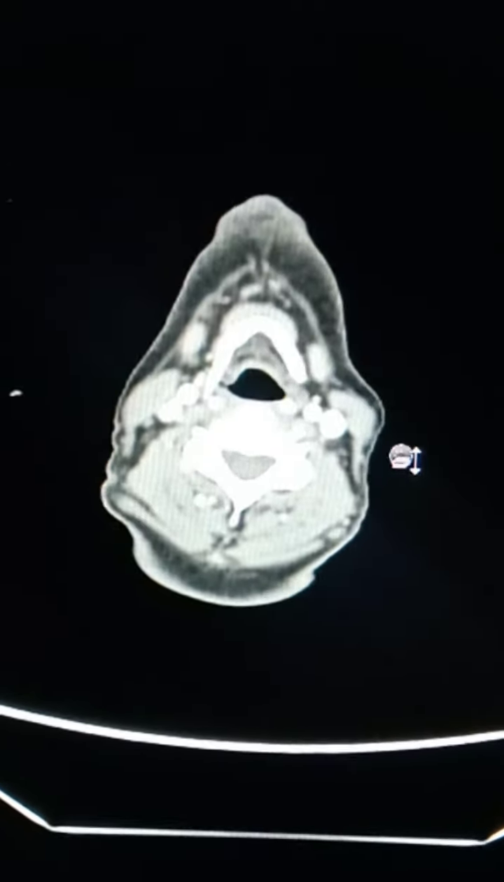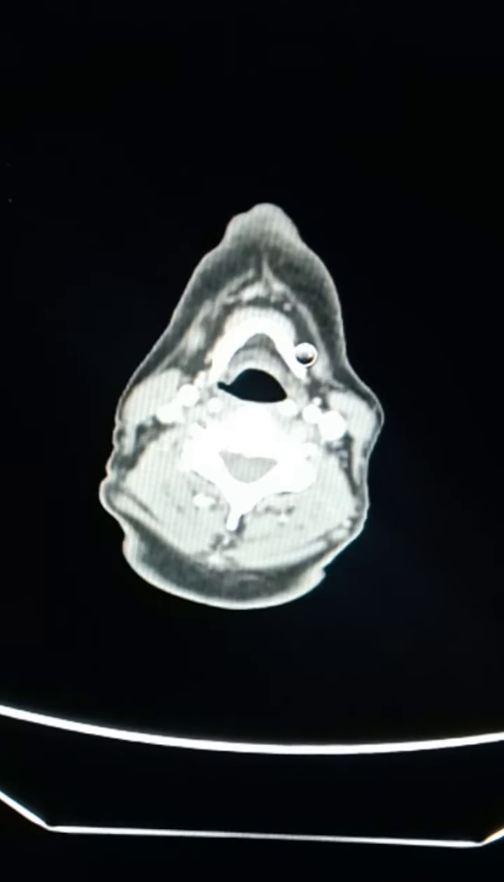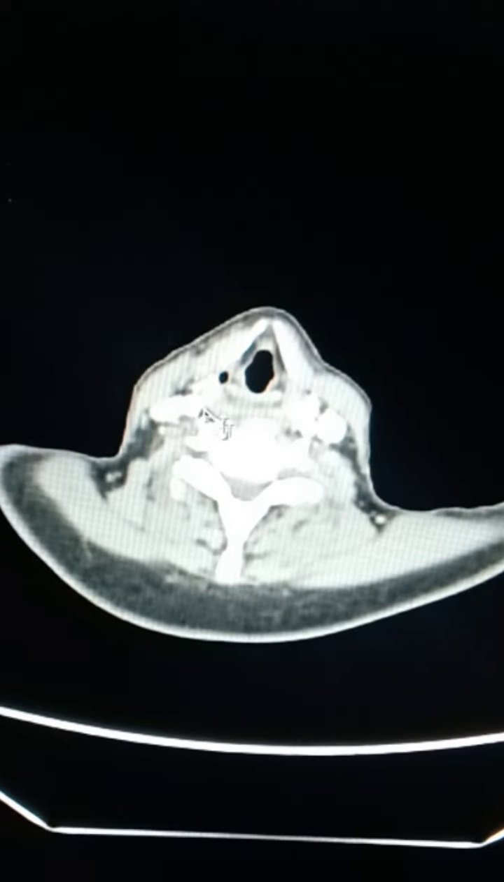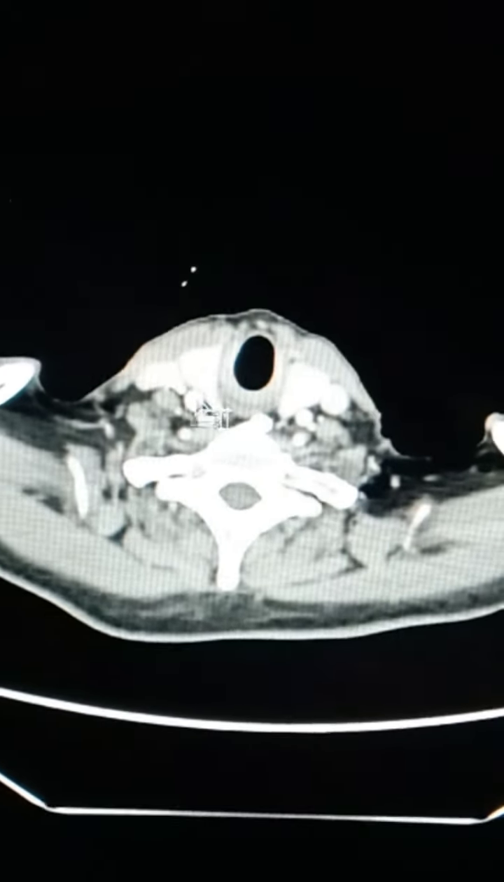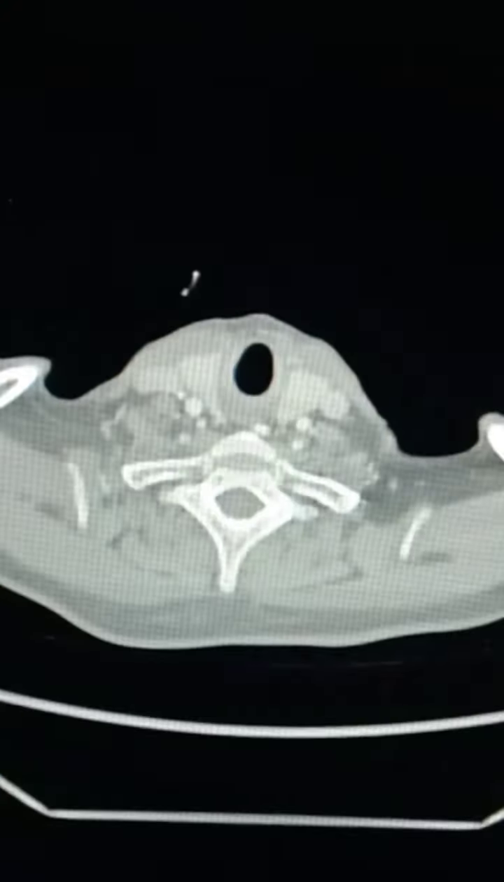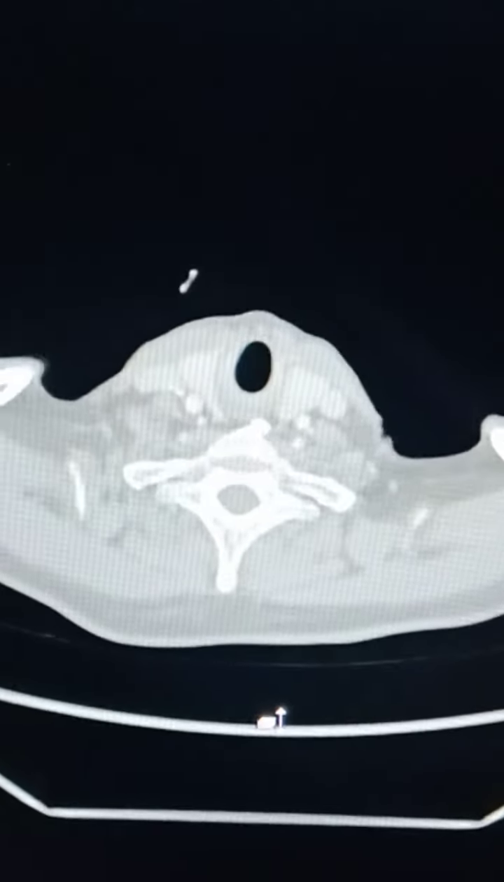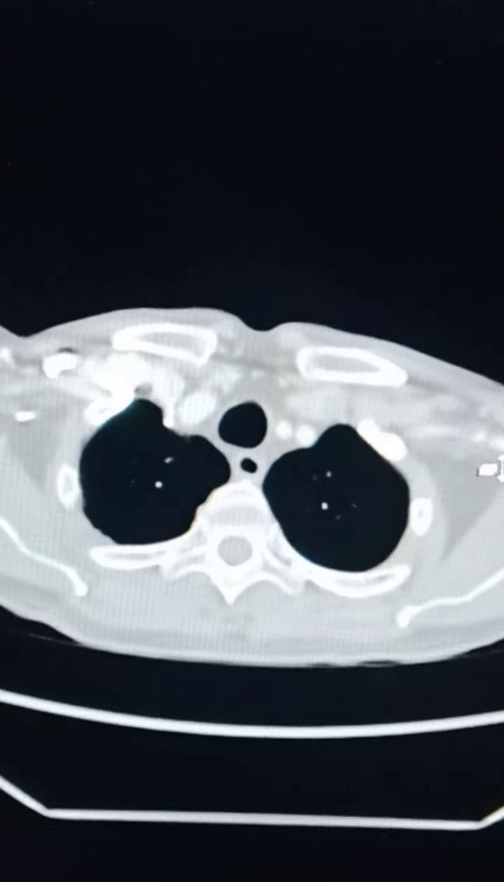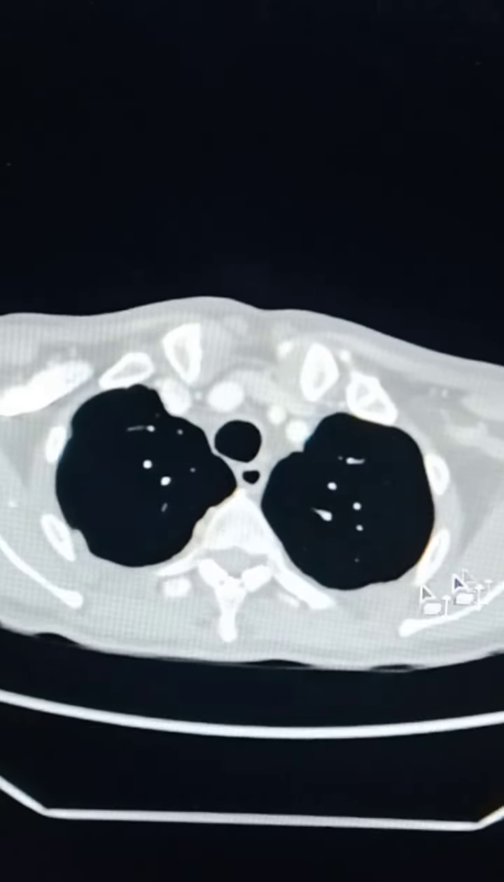When we go further down, we enter into the larynx. You can see the larynx, and you see the thyroid gland. The thyroid gland is hyperdense because it contains iodine. Then we can appreciate the cervical vertebrae and both the clavicles, moving forward anteriorly, and the bilateral scapulae and the heads of the humerus.